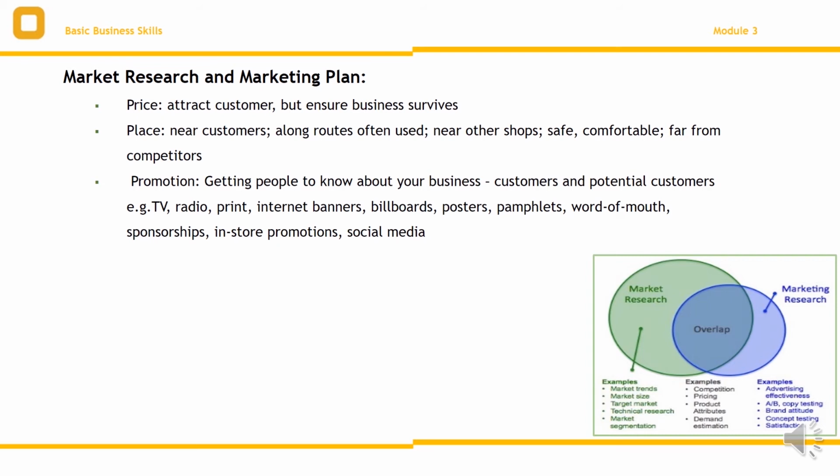You also need to make sure that you promote your business and your products effectively, making sure that you get people to know about your business, but not just making people know about your business, but you also need to make sure that you attract potential customers. So how can you promote your business? You can use various methods. You can use television, radio, print, internet banners, billboards, sponsorships, as well as social media. We'll look at social media in more detail in the next slide.